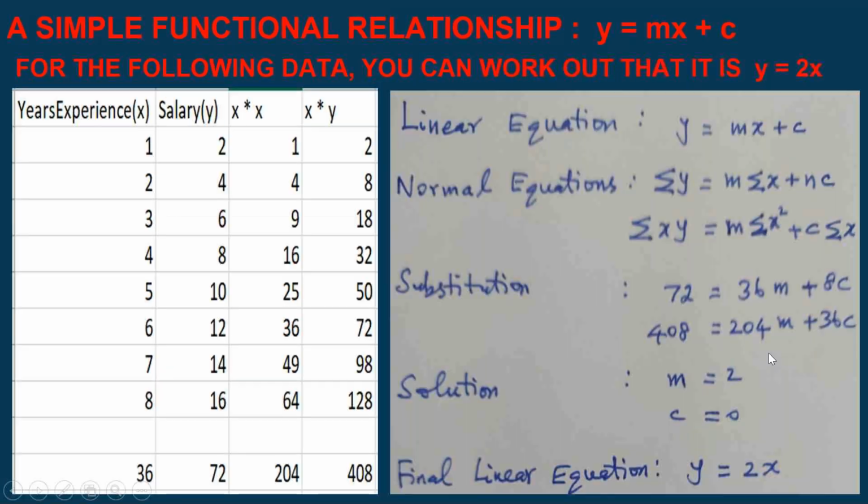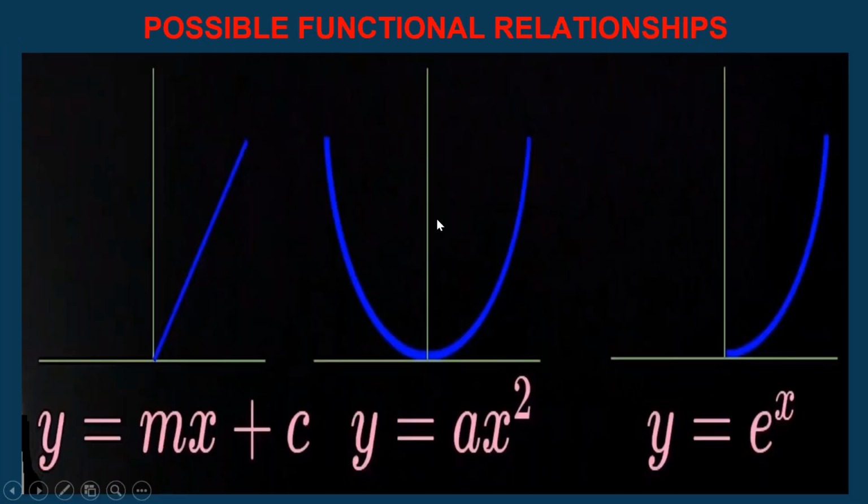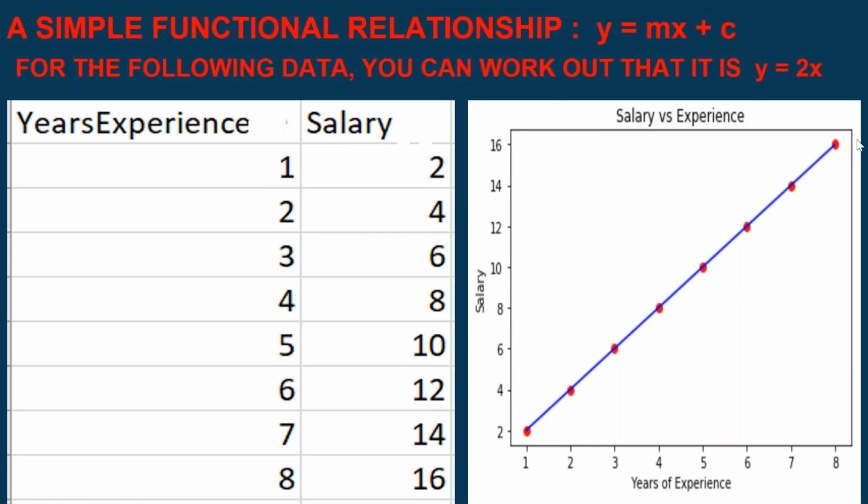And what is the alternative method? We can use a statistical procedure to find out the regression equation. There is one more alternative procedure. It is nothing but the graphical method.